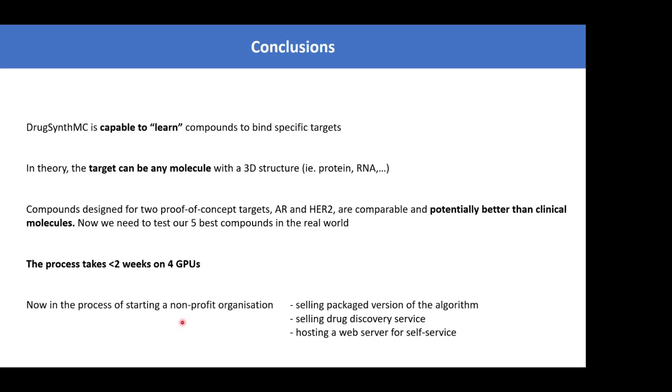So now we're trying to progress this towards a non-profit. We're planning to start an organization which would sell the package algorithm, sell a drug discovery service based on this algorithm, and also host a web server for people to be able to connect and start doing the drug discovery on their own using this. But if you are interested in coming to us with a particular target and seeing how the algorithm would perform in developing molecules for your target, just come to us and we'll be really happy to help you with this.